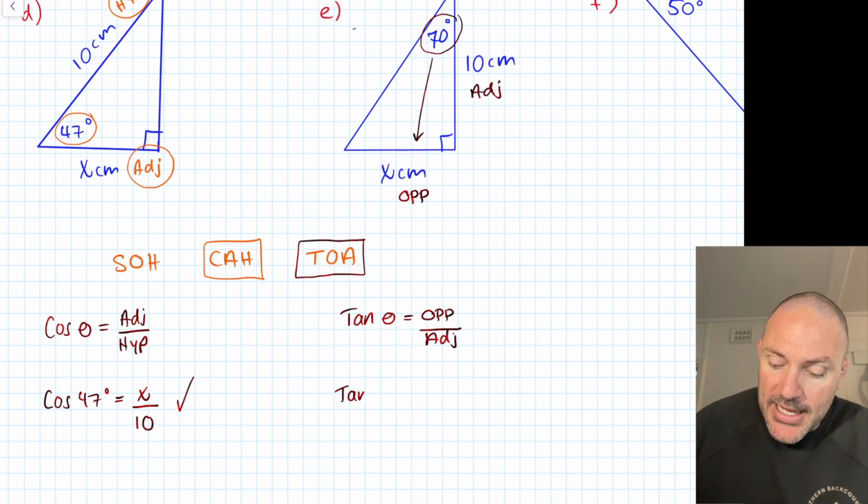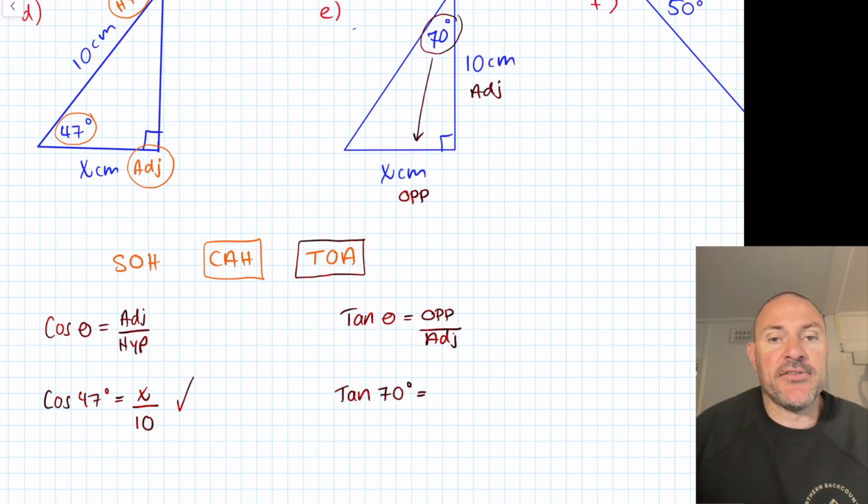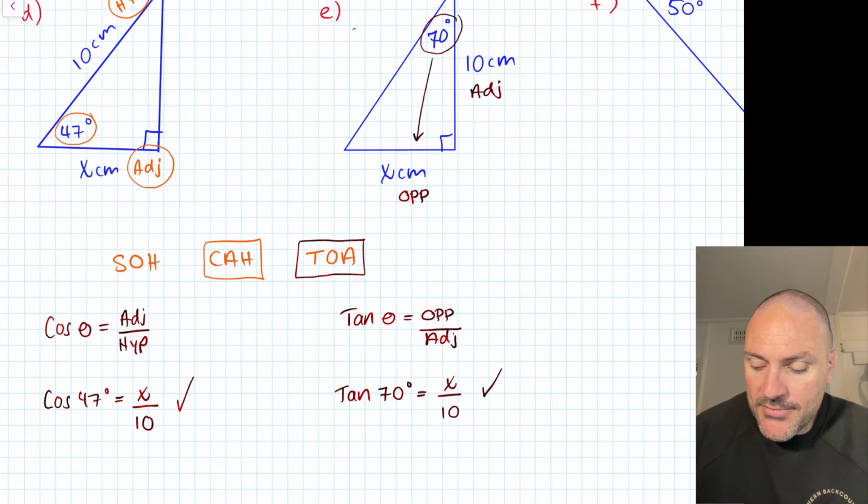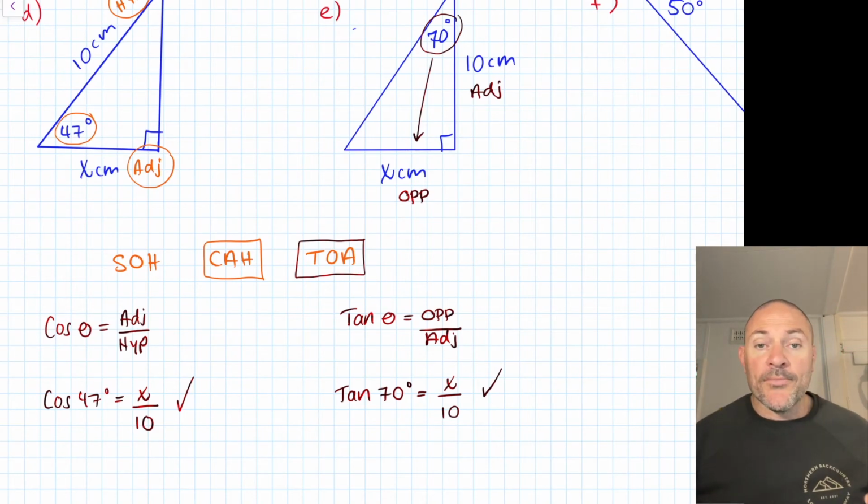Okay, let's now go one step further. I'm going to write the angle in, 70 degrees. Now my opposite side is the X and my adjacent side is the 10. That's all I'm doing, nothing more. I'm not doing any calculations, just doing that.